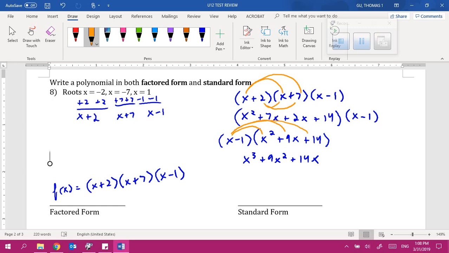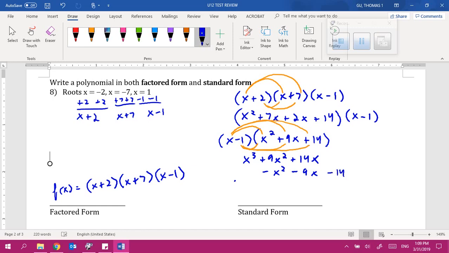We're going to go to the -1. -1 times x squared. And I like to actually line them up. Watch this. -1 times x squared is -x squared. I'm going to line that up with the 9x squared term. So -x squared. Then we've got -1 times 9x, which gives me -9x. I'm going to line that up with my 14x term. Then we've got -1 times 14, which is -14. I'm just going to put that right here.